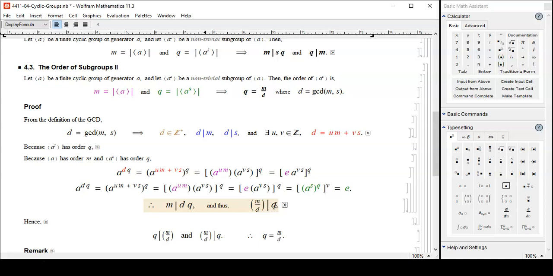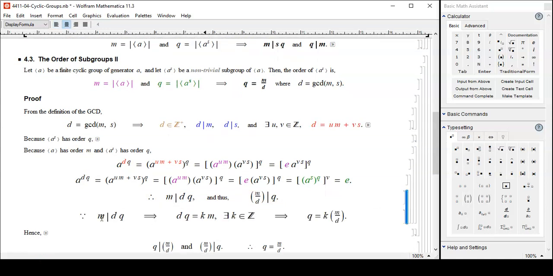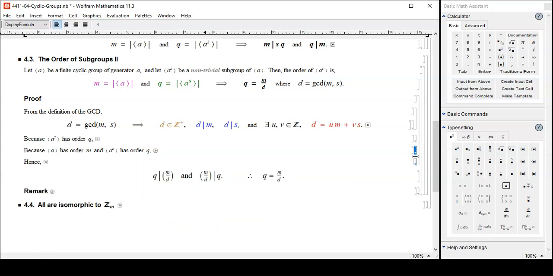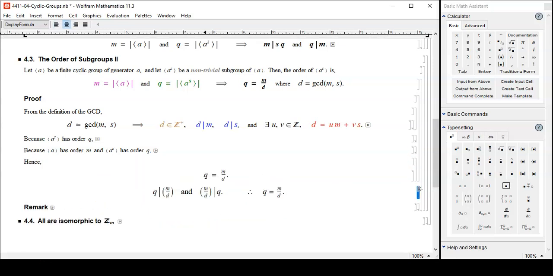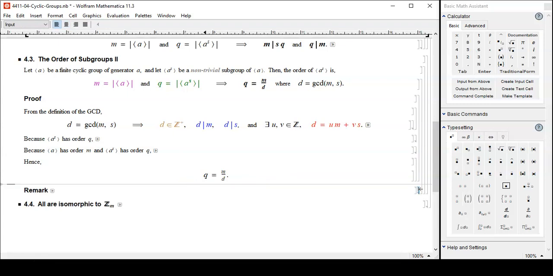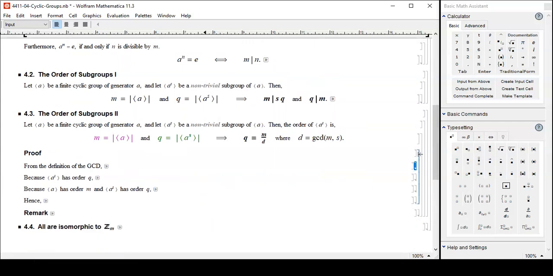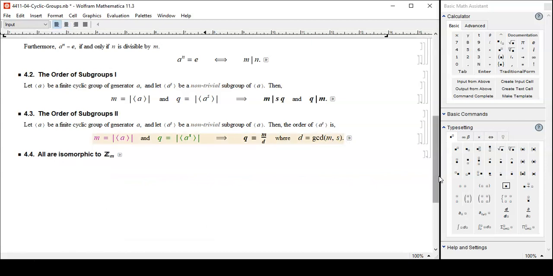m over d divides q. Why? Because m divides dq means dq is some integer times m. Now from here, if you divide d away, then q is that integer times m over d. Consequently, the m over d divides q. That's the second divisibility. So put those two together, we have the desired equality. q is indeed equal to m over d.